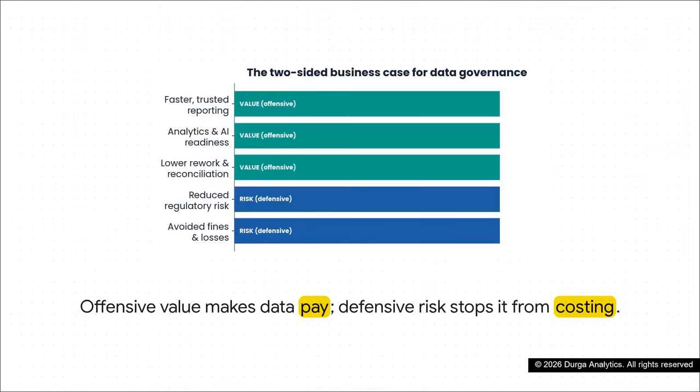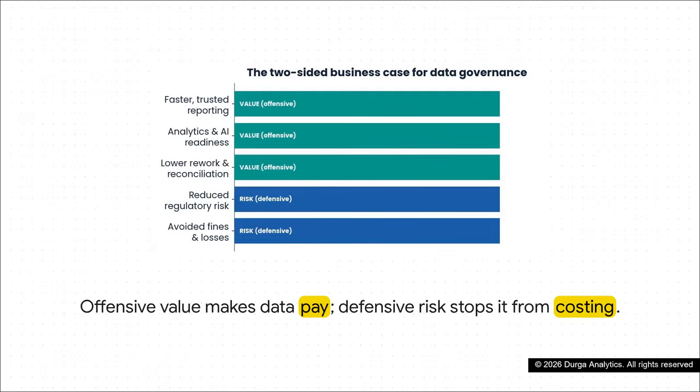So every executive is going to lean forward and ask, why should I fund this? A seasoned practitioner will always argue a two-sided business case. On one side, you have offensive value. This is what makes your data actually pay the bills. It's faster reporting, where finance and risk teams finally stop arguing over whose numbers are right, and it ensures your data is actually ready for AI.